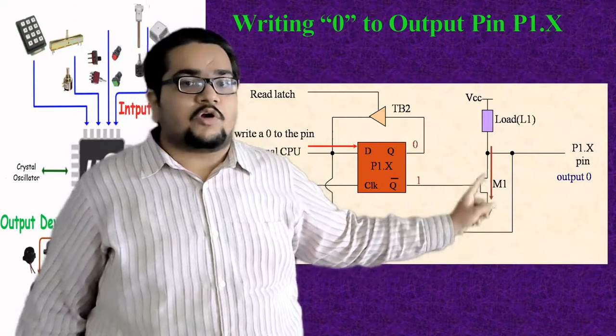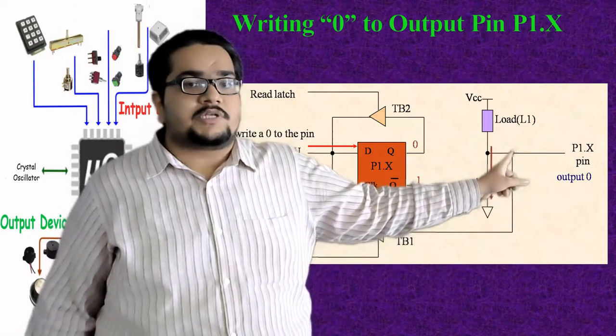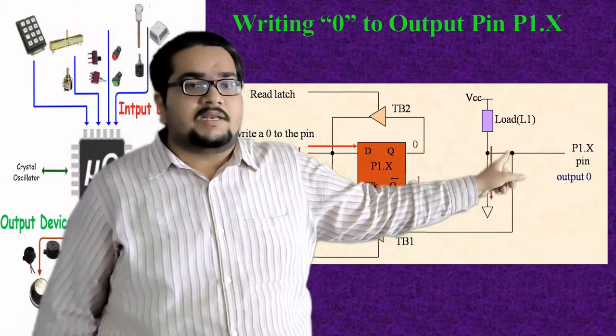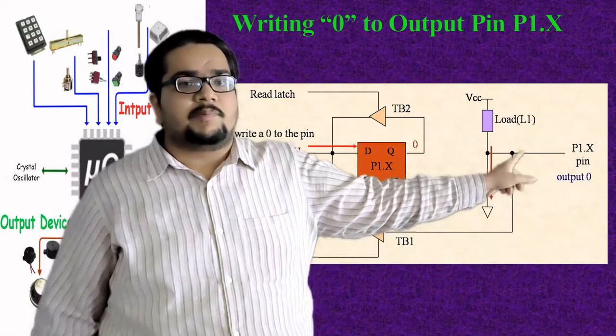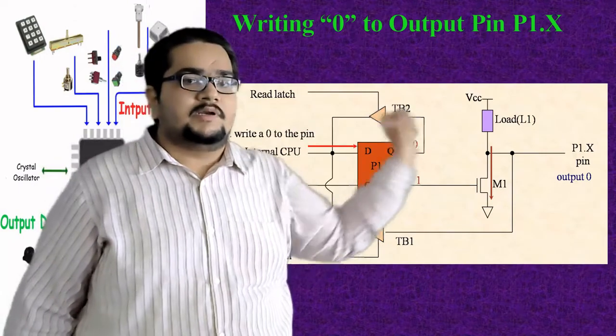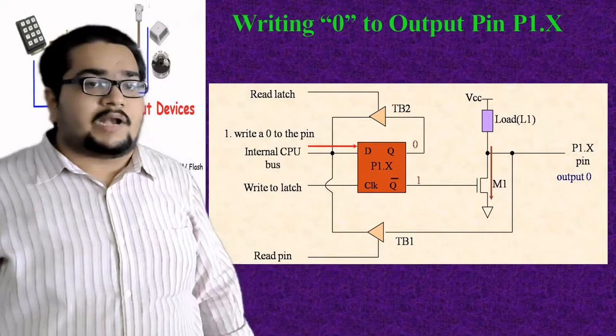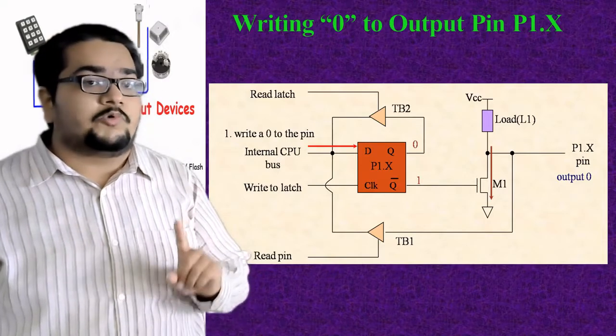So current will not flow outside the pin, but it will be grounded like this, and due to this, the potential at this particular pin will be 0. So logic 0 will be transmitted from the processing side of the 8051 to the pin as a 0 like this. Okay, so this is about writing a 0 output on an output pin.